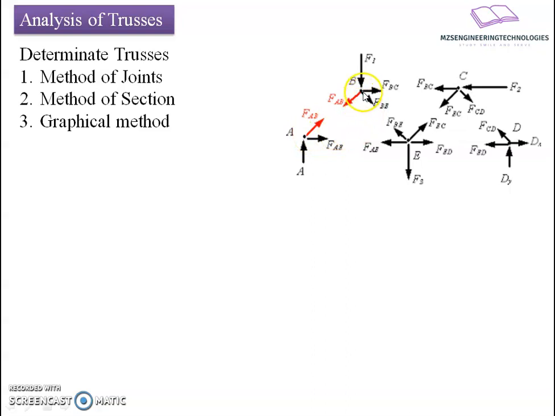Okay, so for that we are going to prepare individual free body diagrams. We will start from a joint which will have at least two unknown forces, and then we propagate towards the entire structure, and finally we are going to get the forces in all members and their natures.